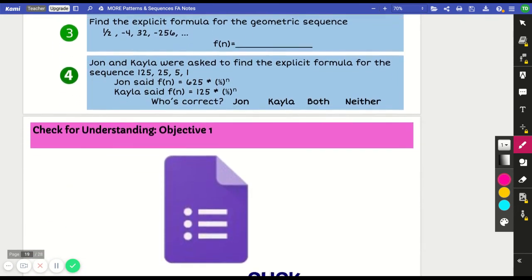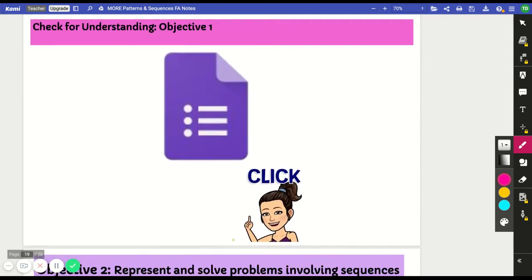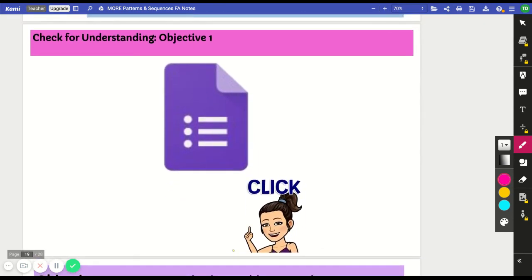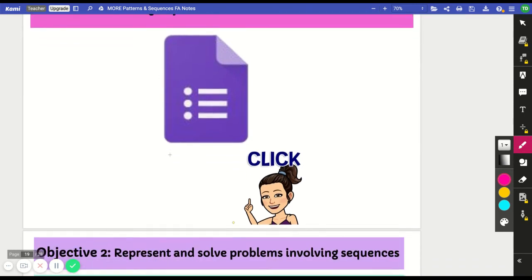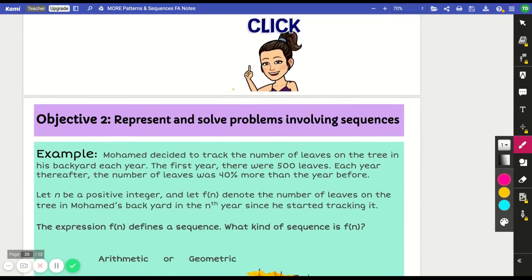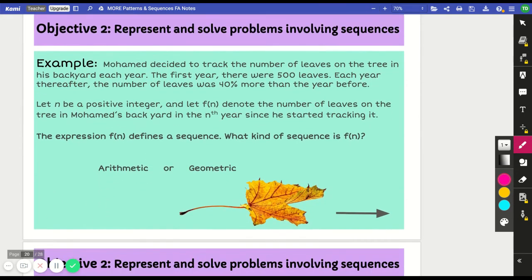Once you are done, you're going to check for understanding using the Google form. You'll click on it over here and see how you do. Okay, that will be the end of part 2.